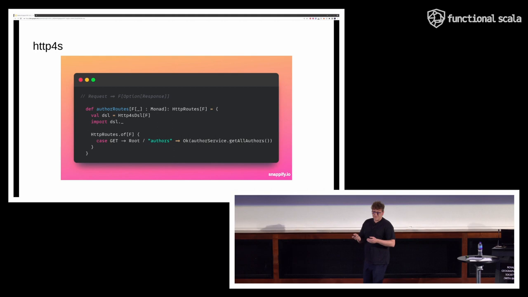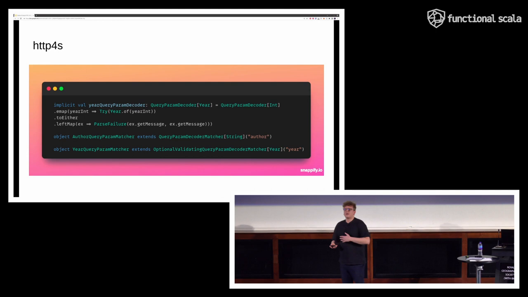So what if we want to support some query parameters? I'll show you this in a second. We need to create custom query parameter decoders. So if we want to use a string as the author name in our application, and we want to use a custom type, which is a year, we also need to add this implicit that will try to convert the integer that we have in our path to something more complicated, which is a Java Year.